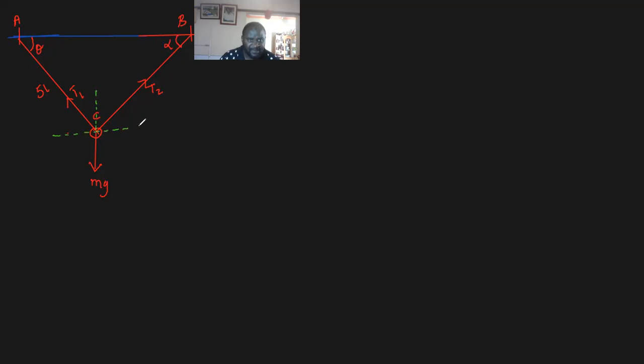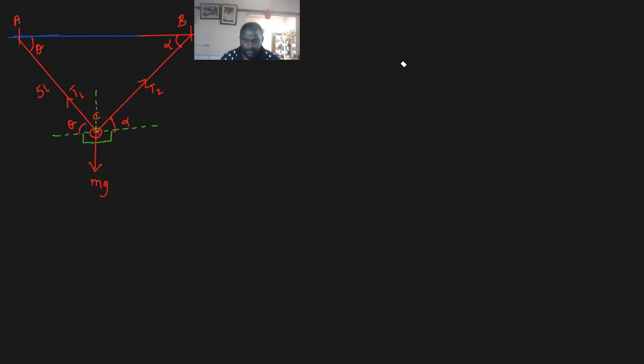Horizontally and vertically, you will discover that this is actually alpha, and this is actually theta. Then this is 90. This one is also 90. Okay? So with that sense, we can discuss whatever we want and proceed.